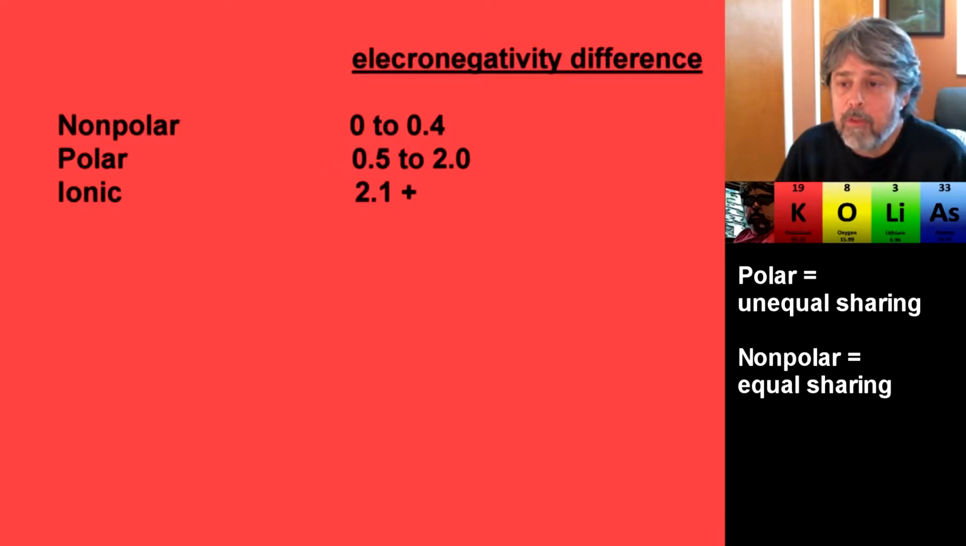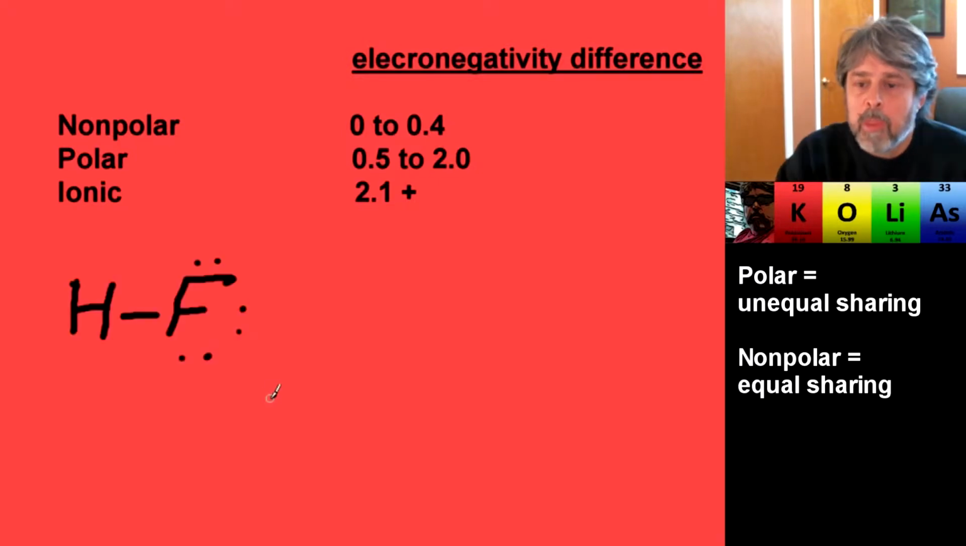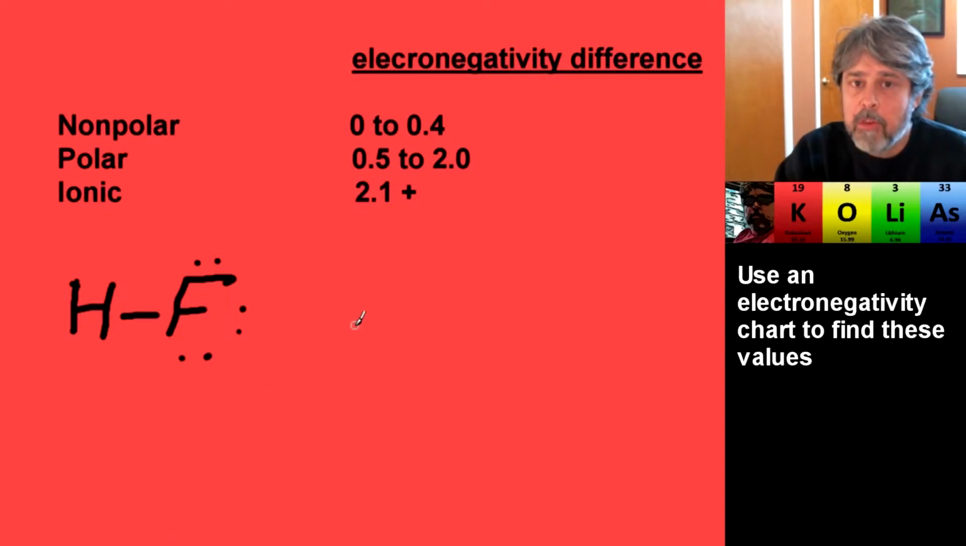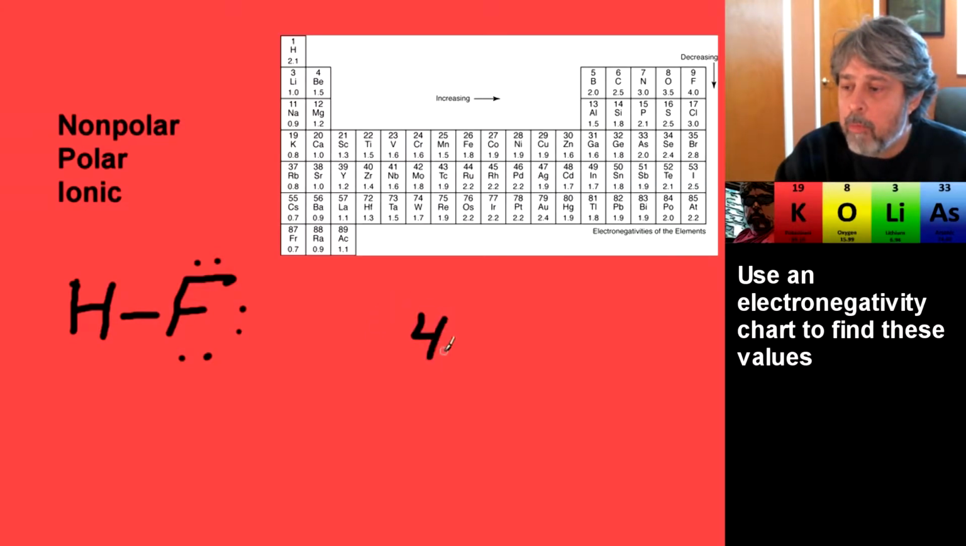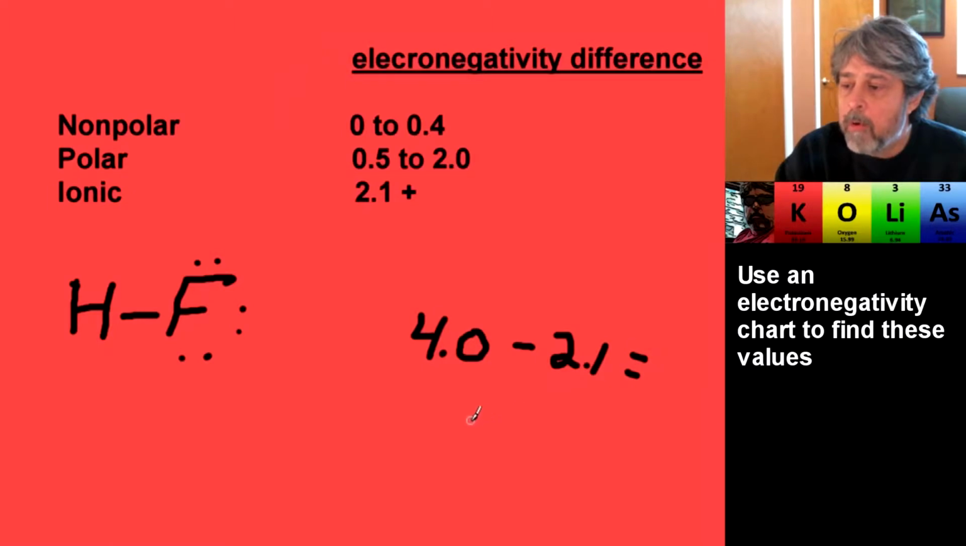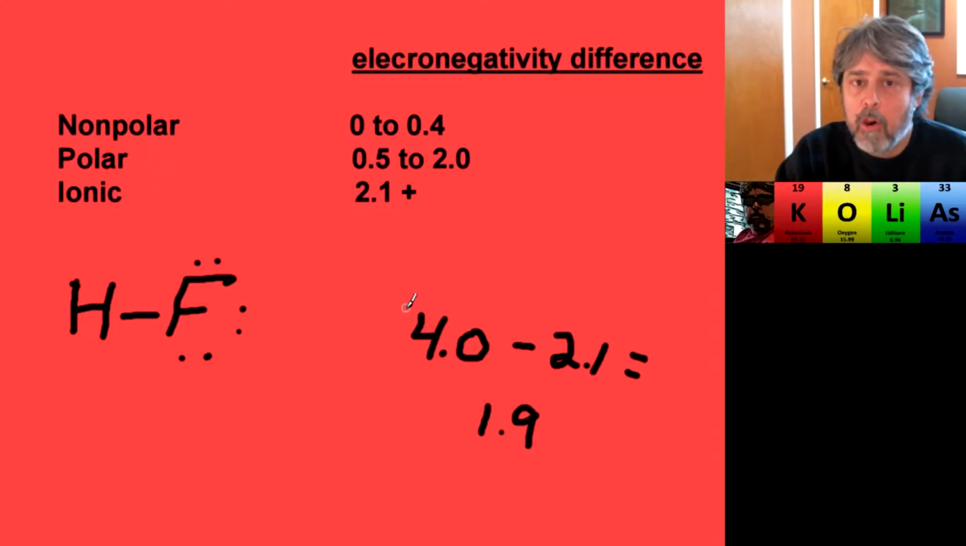Polar bonds will have a difference of 0.5 to 2.0, and ionic bonds will have a difference of 2.1 or above. So let's take a molecule like hydrogen fluoride. We're going to take those electronegativity values from that chart and simply take the difference. Fluorine has a value of 4.0. Hydrogen has a value of 2.1. We subtract those numbers and we get 1.9. And as you see, 1.9 falls into the polar range, so HF bonds are polar.